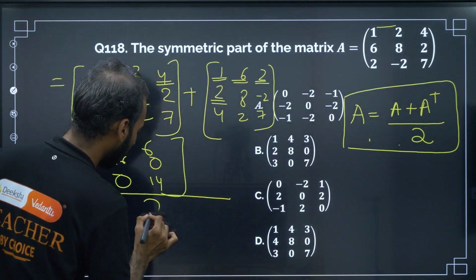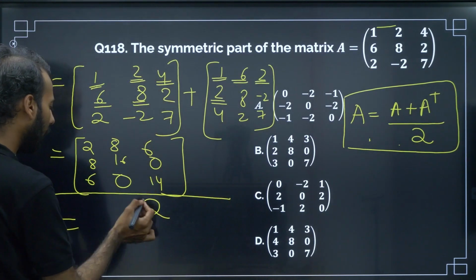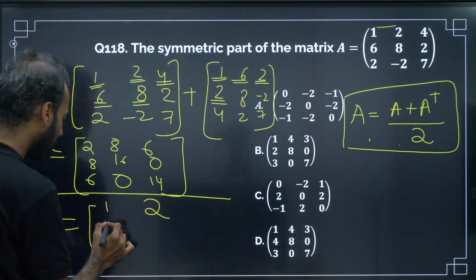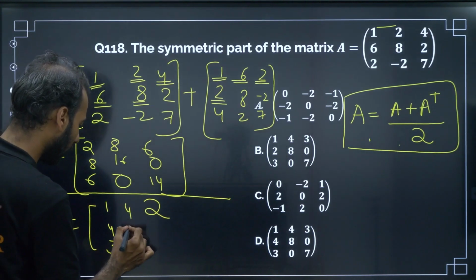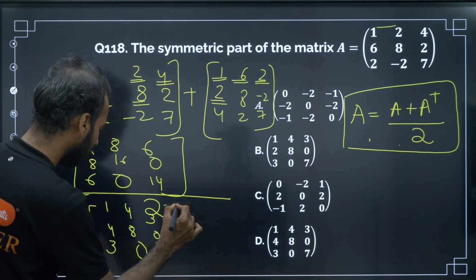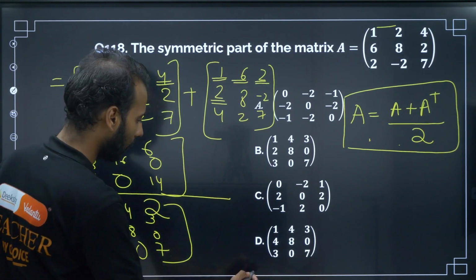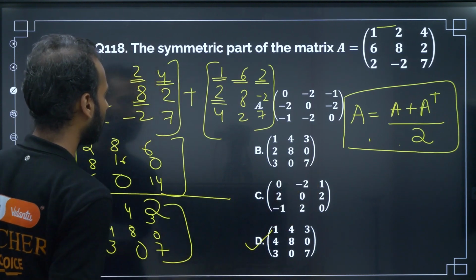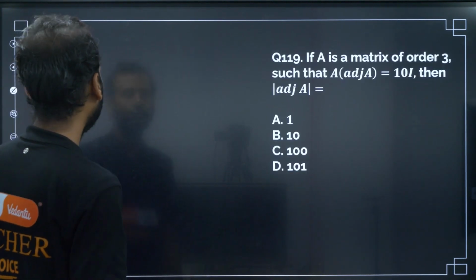This we have to divide by 2. So every element you divide by 2. 1, 4, 3. 4, 8, 0. 3, 0, 7. So 1, 4, 3, 4, 8, 0, 3, 0, 7. D is the answer. Next, moving to next question.